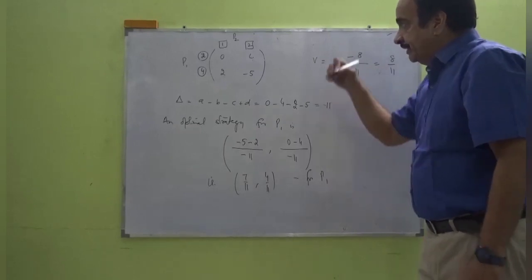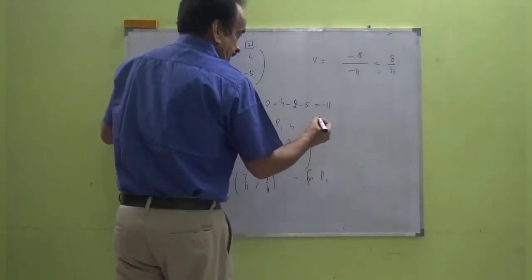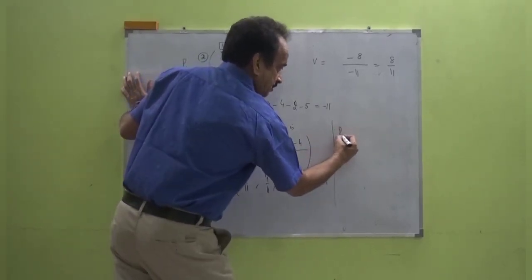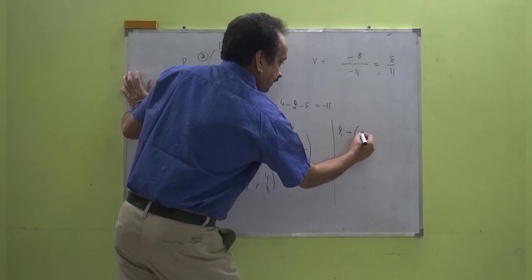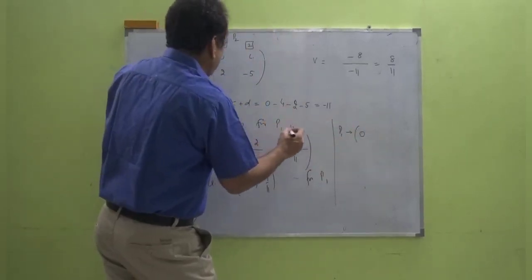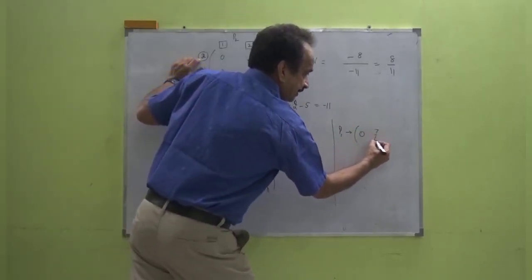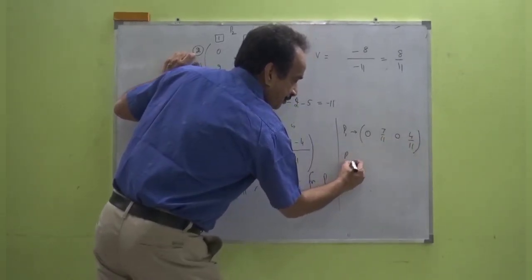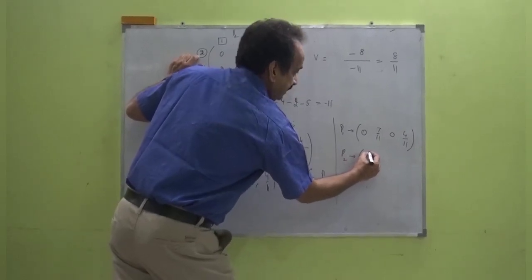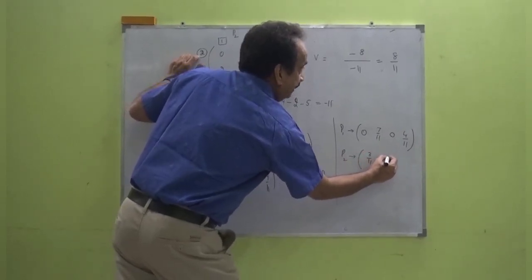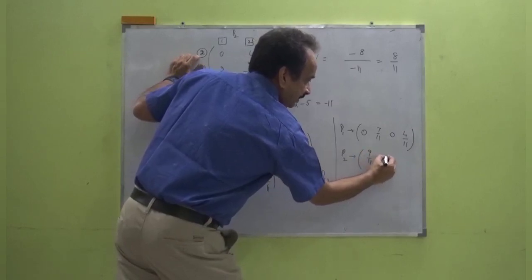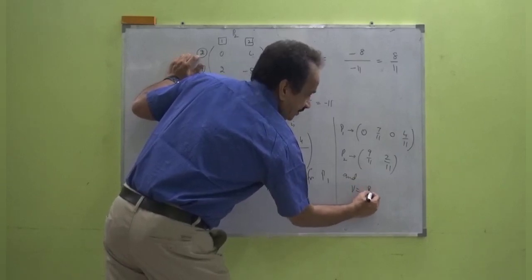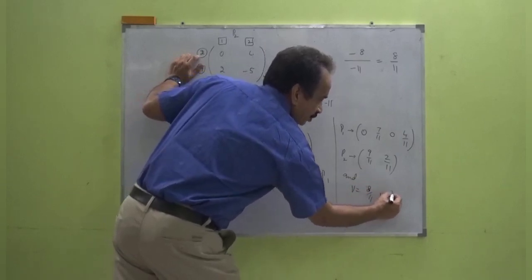Now thus for the given game, an optimal strategy for P1 is: for the first number, the frequency will be 0, for the second number it's 7 by 11, for the third number it's 0, for the fourth number it will be 4 by 11. An optimal strategy for P2 is 9 by 11 and 2 by 11, and V equal to x equal to 8 by 11 is the value of the game.